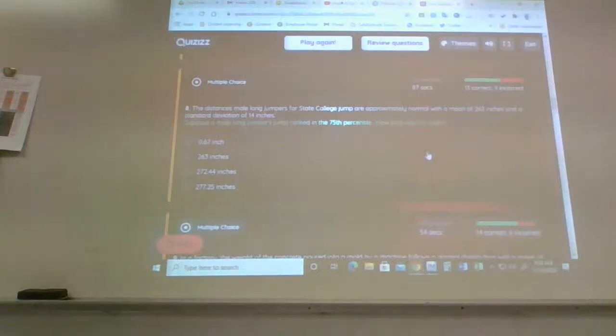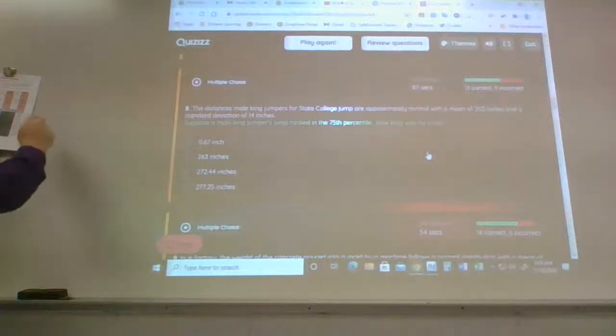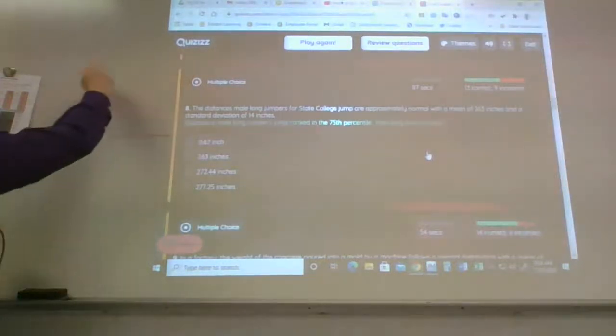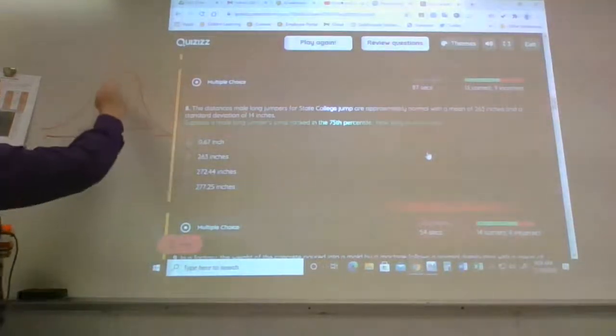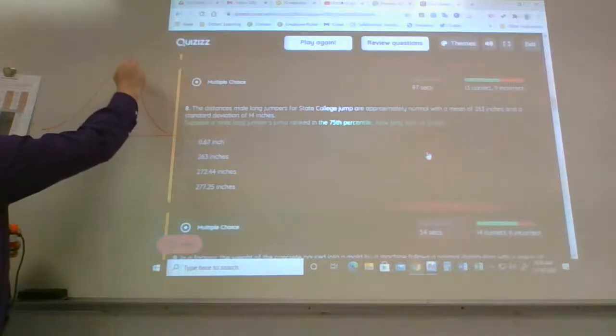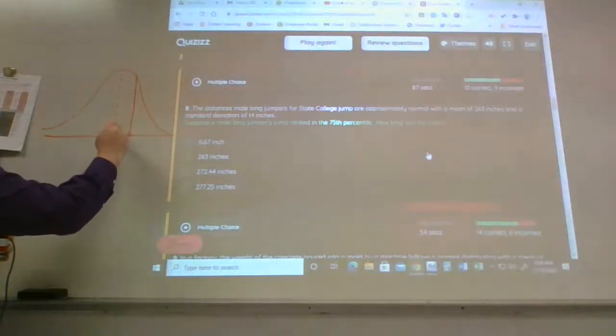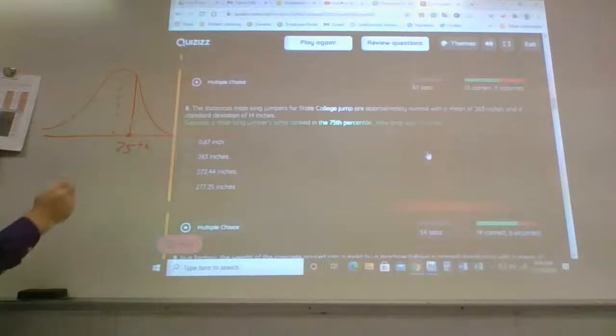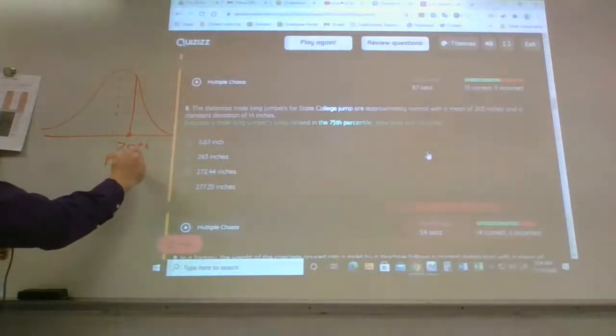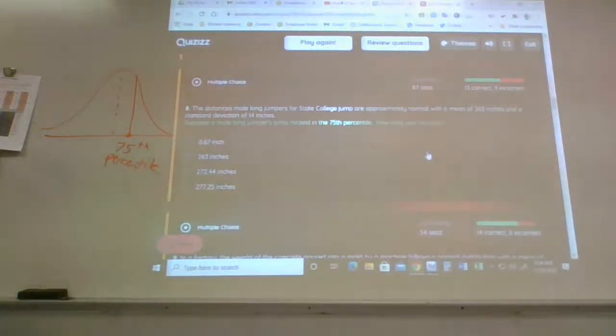Now, I do want to show you this on your calculators because I want to show you what inverse norm can do. Everyone open up inverse norm on that graphing calculator, just so we can all have an idea as to what's going on here. There's the 75th percentile. Now, there are several ways to get this problem done.